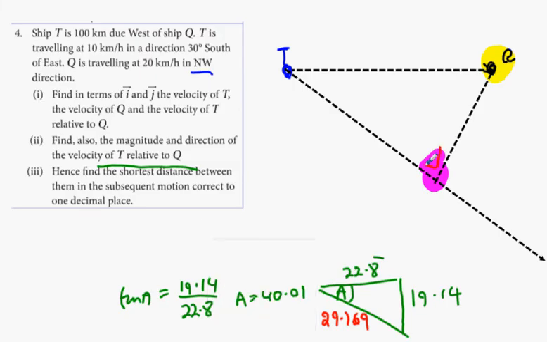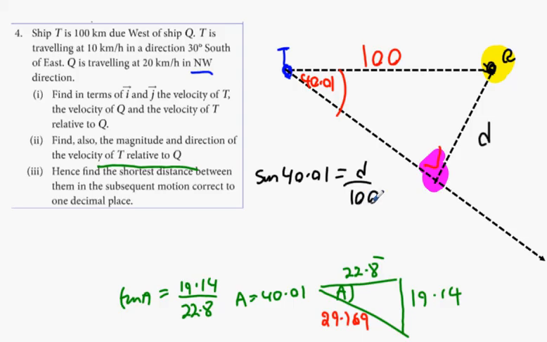Now, what angle is this here? 40.01. What distance is it from T to Q? 100 kilometers. Now, what is the distance D? Sine 40.01 equals D over 100, which means what? 100 times that, what's that in your calculator?